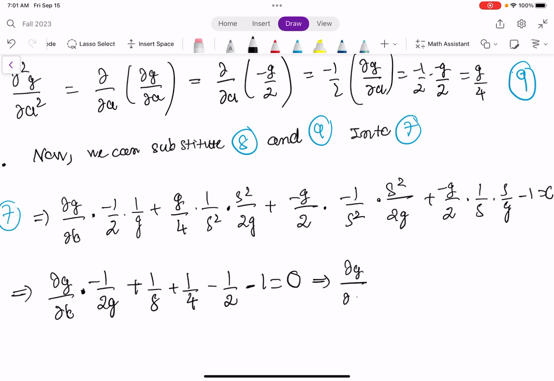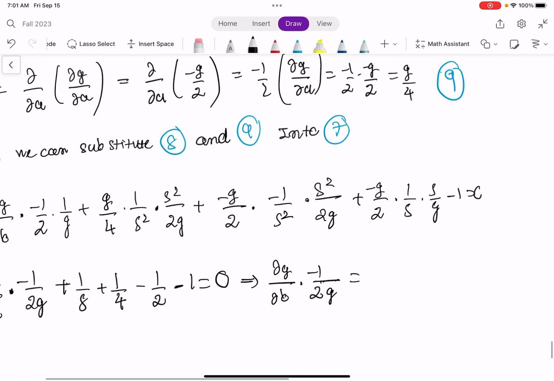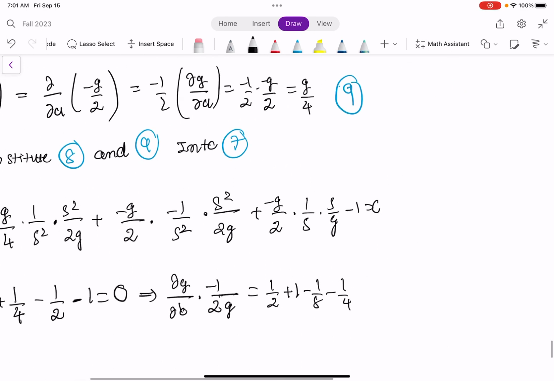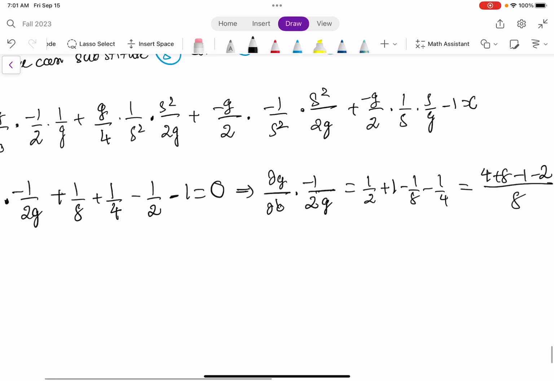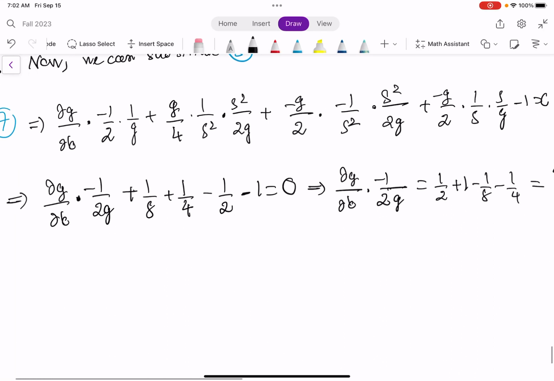partial g over partial b times negative 1 over 2g equal to, if you put everything on the right hand side, 1 over 2 plus 1 minus 1 over 8 minus 1 over 4. 8 is a common denominator, so this is 4 plus 8 minus 1 minus 2, so this is 9 over 8. Okay, very beautiful. After that, you can do some even further rearrangement. You multiply both sides by negative 2g, you get partial g over partial b equal to 9 over 8 times negative 2g over 1, which is negative 9 over 4g.